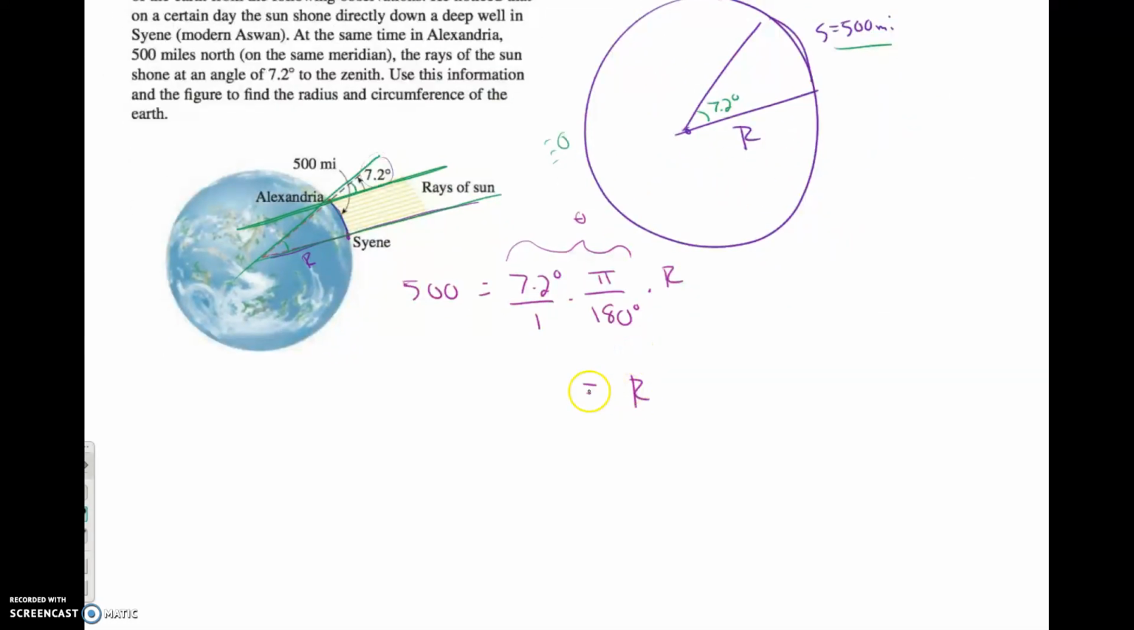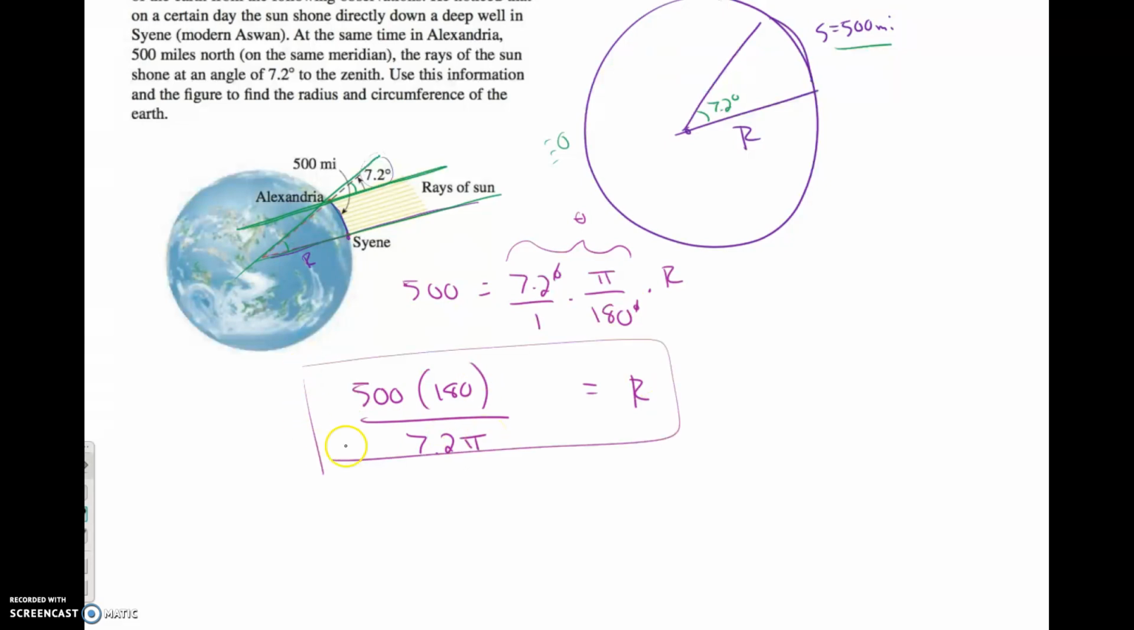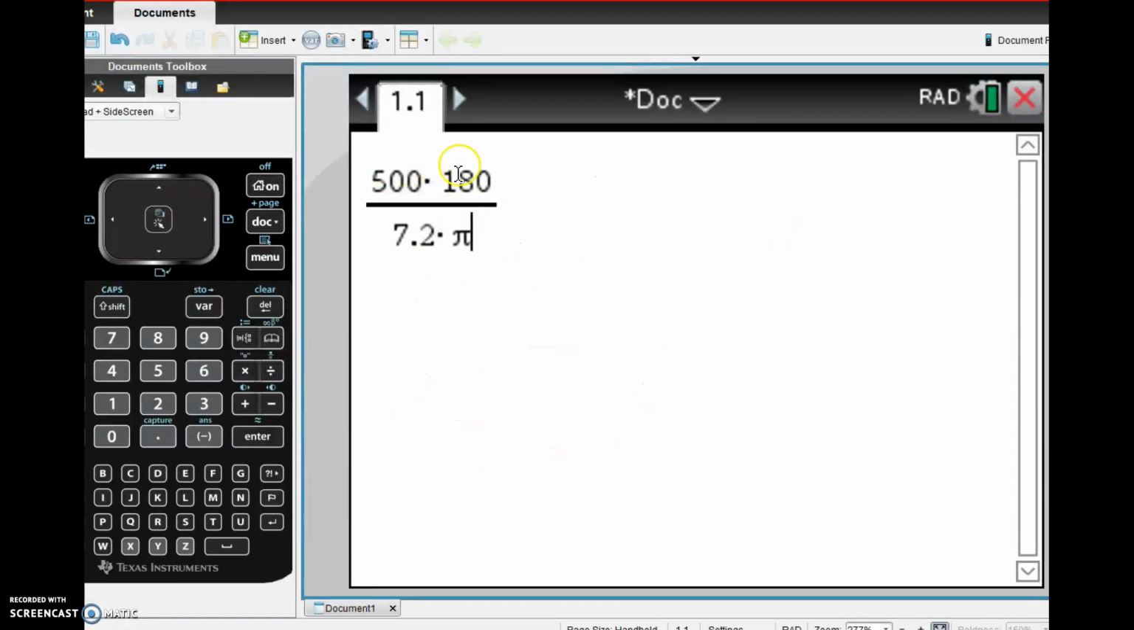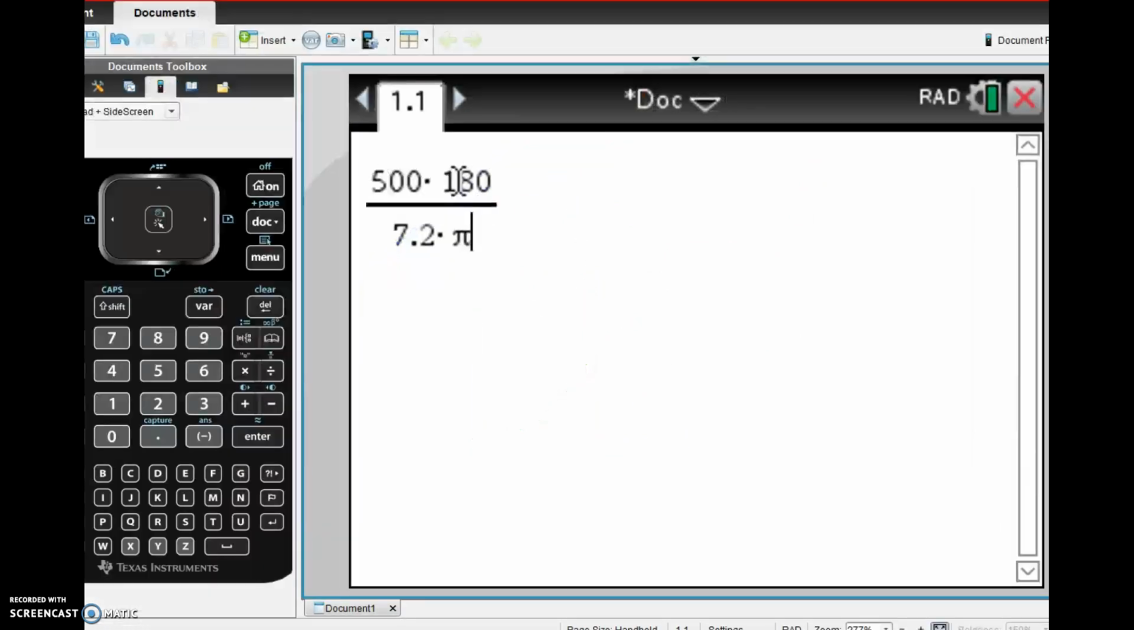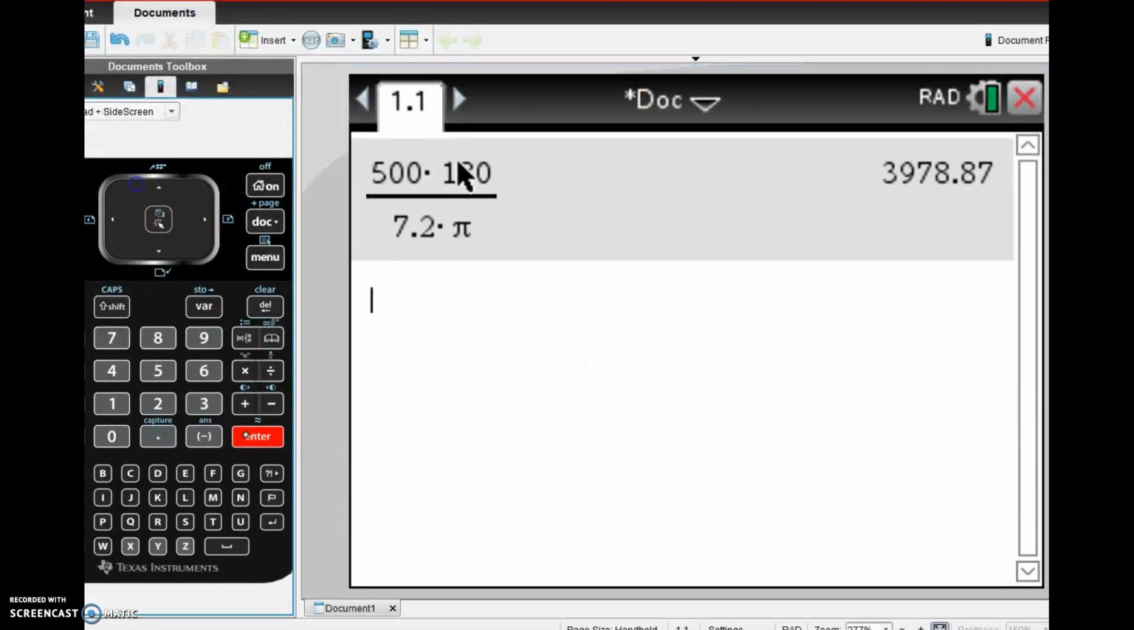So r is equal to, I don't really want to do any of this in my head, so I'm going to go 500 times 180, the degrees cancel, 180 is a number, divided by 7.2 pi. That would be r in exact form. As an approximation, I'm going to pause this while I do it. To find the approximation, you just put this in your calculator, which I just did: 500 times 180 divided by 7.2 pi. Enter.